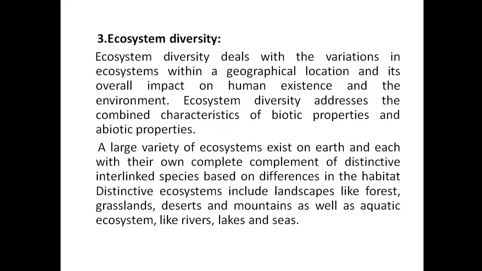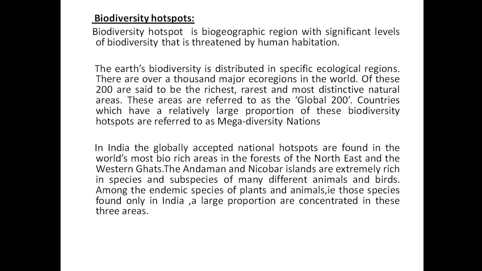Now let us go for the next, third one, ecosystem diversity. Ecosystem diversity deals with the variations in ecosystems within a geographical location and its overall impact on human existence and the environment. So, ecosystem diversity means the various types of ecosystems that we have in the world, and we have already discussed this before, so I will not be discussing this again. Next is biodiversity hotspots. Biodiversity hotspot is a biogeographic region with significant levels of biodiversity that is threatened by human habitation.